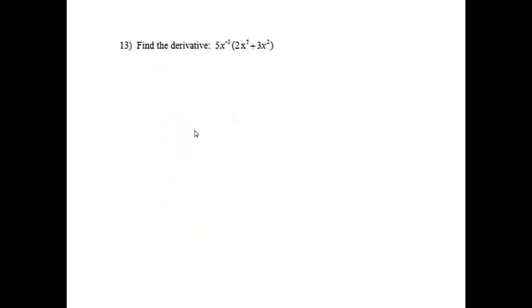Okay, 13, find the derivative of 5x to the negative 3 times the quantity 2x to the 5th plus 3x squared. We could bring this 5x to the negative third down to the bottom and use a quotient rule, but it will probably be easiest to distribute first.